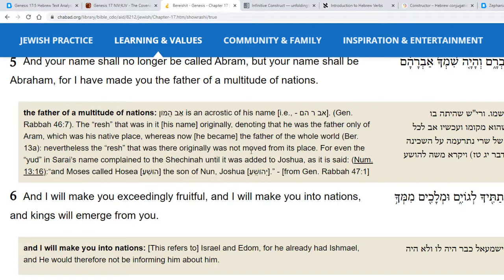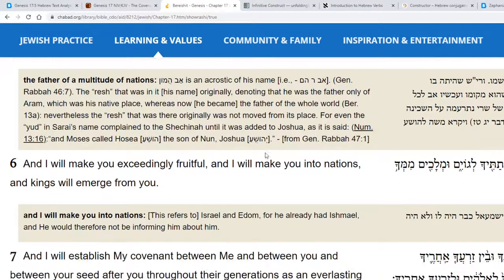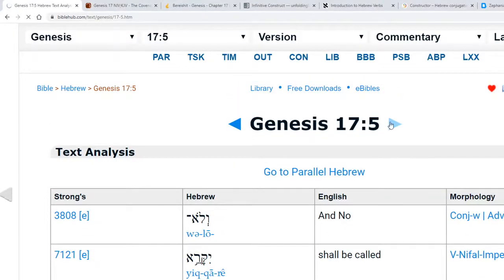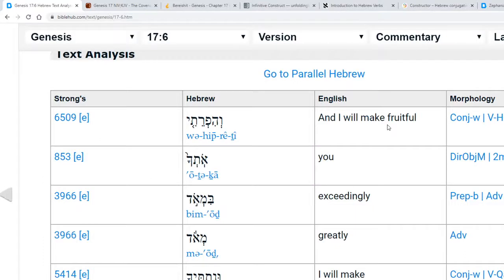Nevertheless, the Resh that was there originally was not moved from its place, for even the Yud in Sarah's name complained to the Shekhinah until it was added to Joshua, as it is said, and Moses called Hoshea, the son of Nun, Yehoshua, right? That's cute. I had not remembered that. Yeah, Sarai, the name of Sarah, the Yud complained, hey, yo, what'd you do here? That's funny. Okay, verse 6.